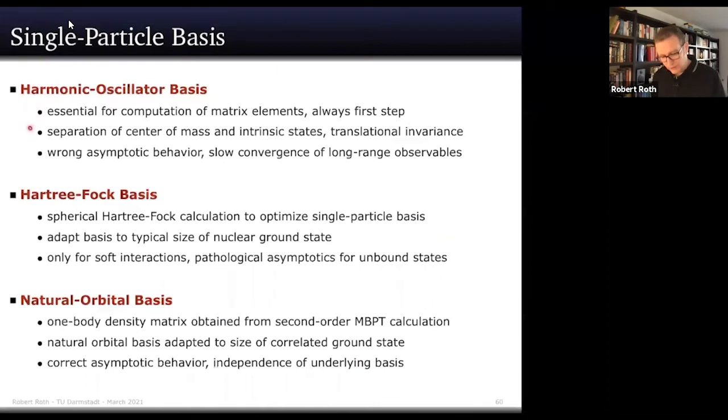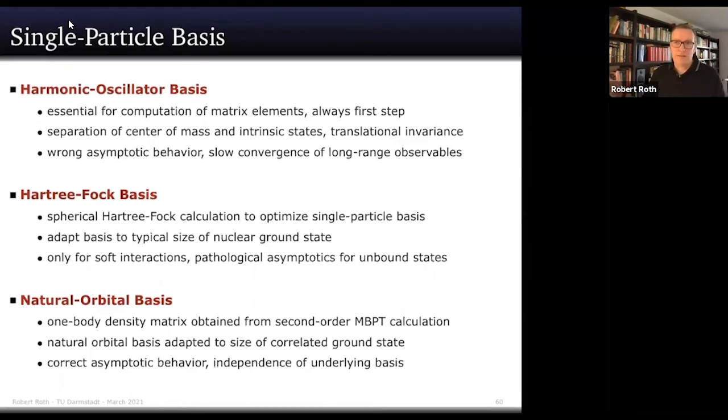What I will lose is this nice property of the separation of center of mass in intrinsic states. But one physics point I might gain is something we also discussed, namely that the harmonic oscillator has the wrong asymptotic behavior. You have this Gaussian fall off at long distances. But for a typical bound state in a potential well, you would expect an exponential fall off. So this wrong asymptotics is the reason for some of the slow convergence that we see in some observables. And you might correct for that by choosing a different basis.